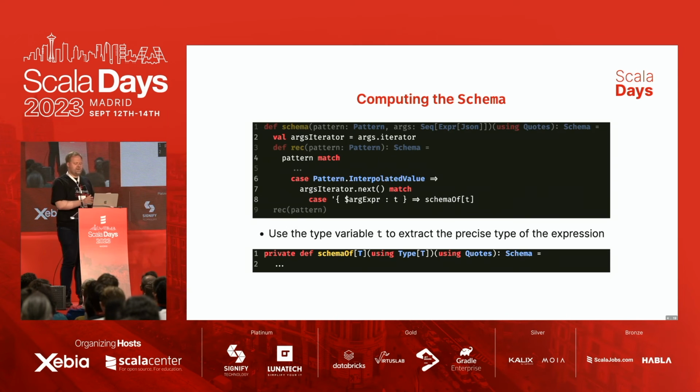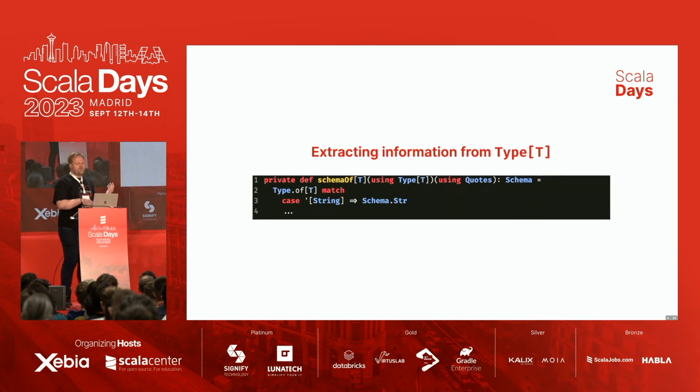We're not going to care about the actual expression, the args expr, but we're going to care about the t, which is again a type variable like we saw in the type pattern matching. But this time this t will be the most precise type of this expr, and we can use it to figure out what type this expression has. And so we are going to define another method, which is the schema of some type, that will give us the schema for that type.